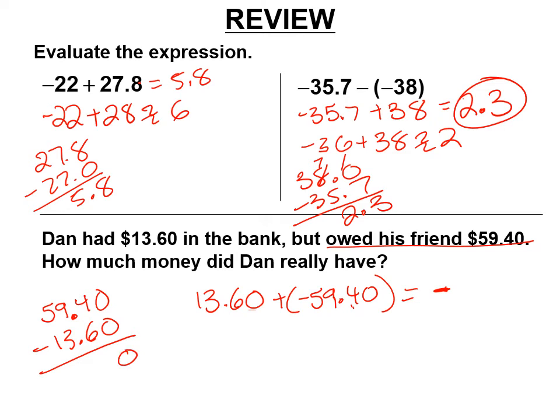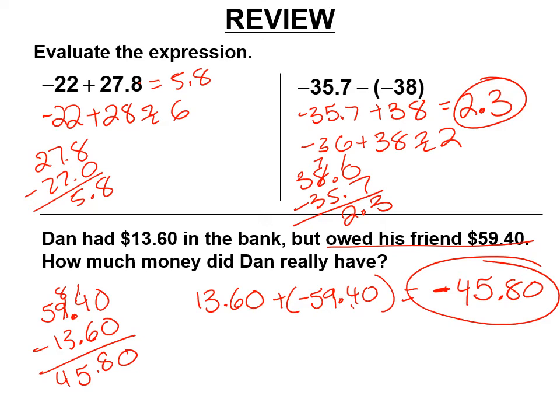0 minus 0, 0. We're going to borrow and get 14 minus 6 is 8. 8 minus 3 is 5. 5 minus 1 is 4. And so this is, how much money did he really have? He's negative $45.80 because he owes more money than he has in the bank.